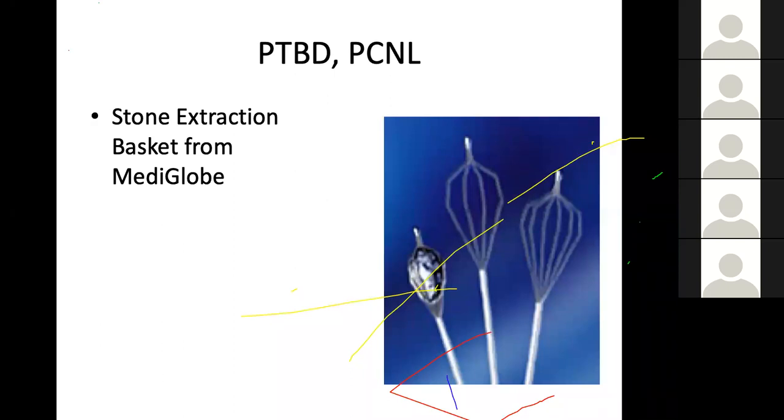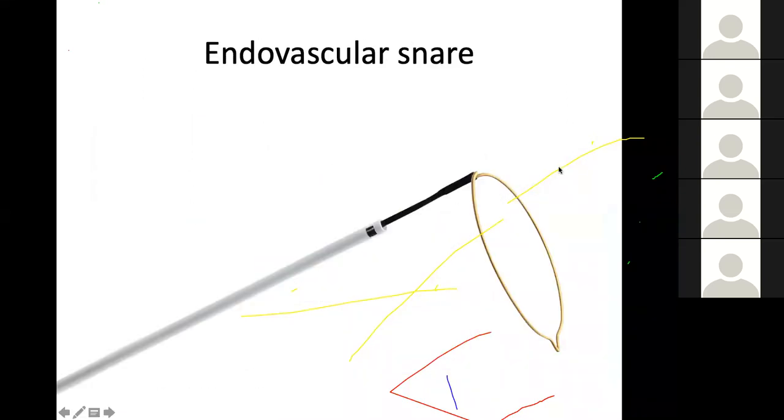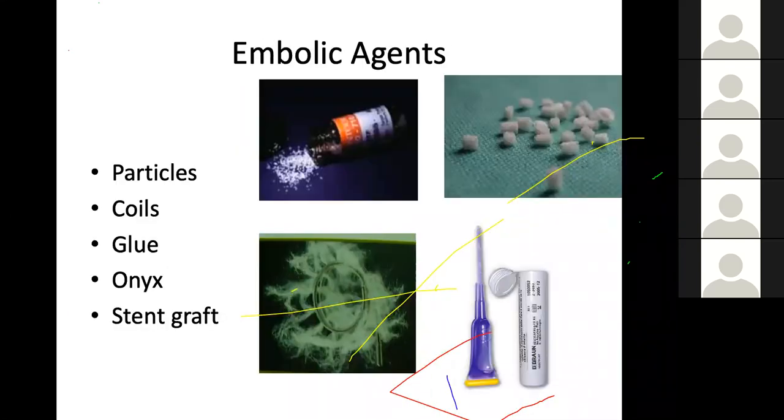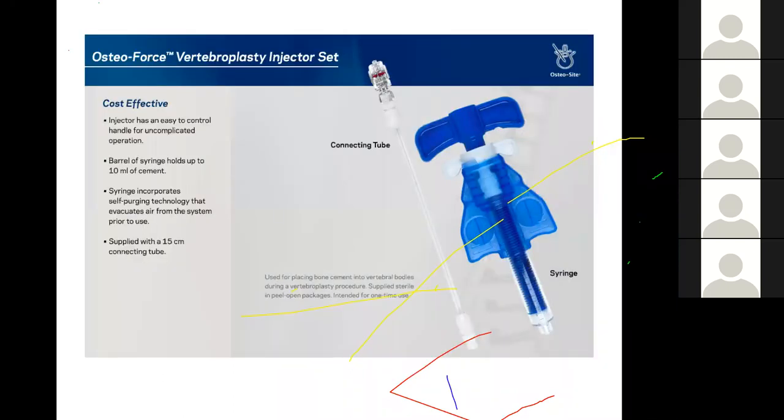You may be shown a basket. A snare had only one loop. It could be 1 or 2 loops, but something which is similar to this and looks almost like a basket is for stone extraction. This can be used for extracting stones from the common bile duct or even from the ureter. You may be shown an injector like this, which is used for vertebroplasty. So if you say, sir, this is an injector for vertebroplasty, that should be more than enough.